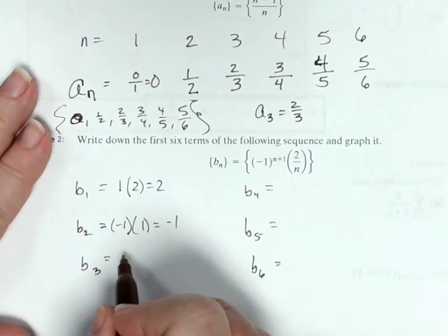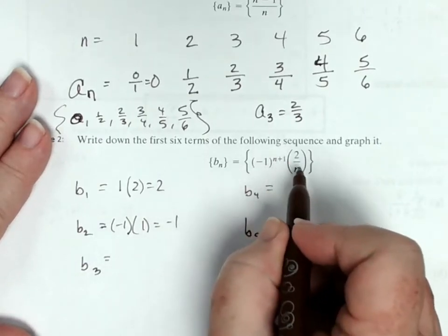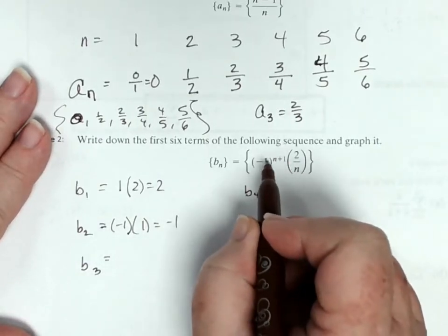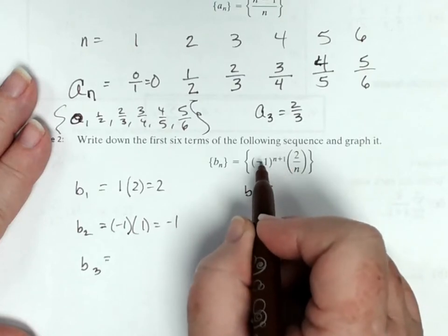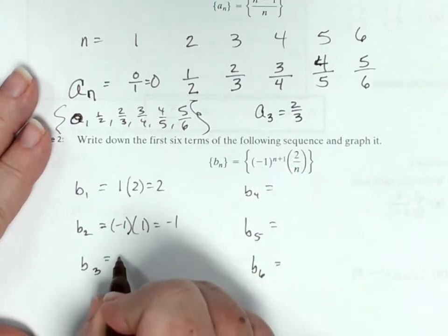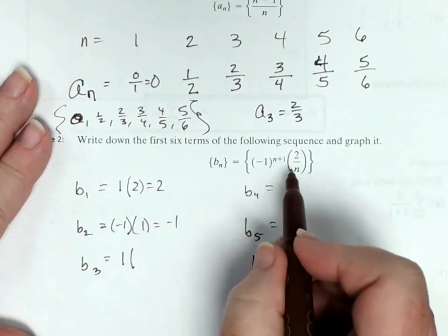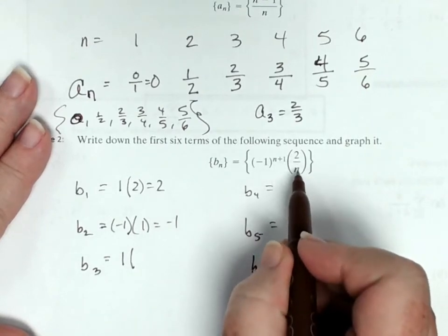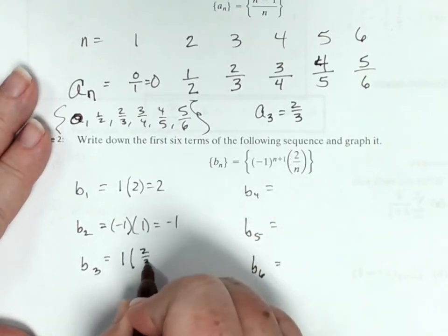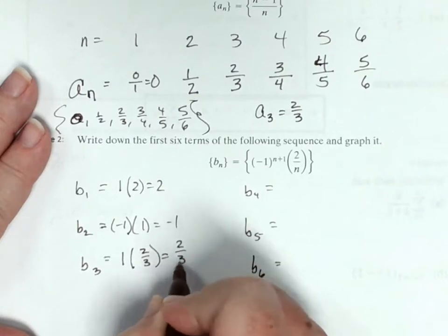The third term, we're going to plug a 3 in here and there. So it's negative 1 to the fourth power. Negative 1 to the fourth power is positive 1. And then 2 over 3. So that's 2/3. And 1 times 2/3 is 2/3.